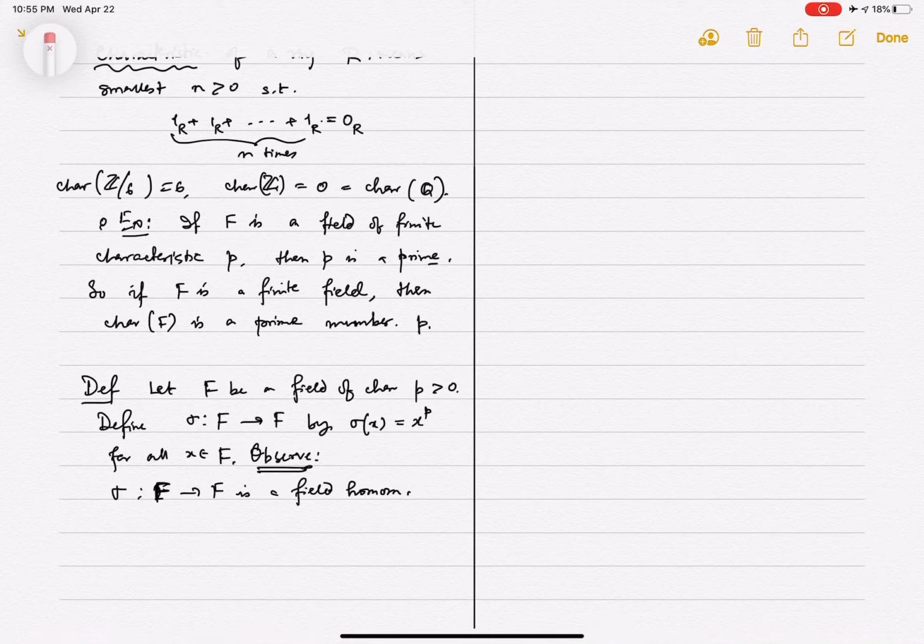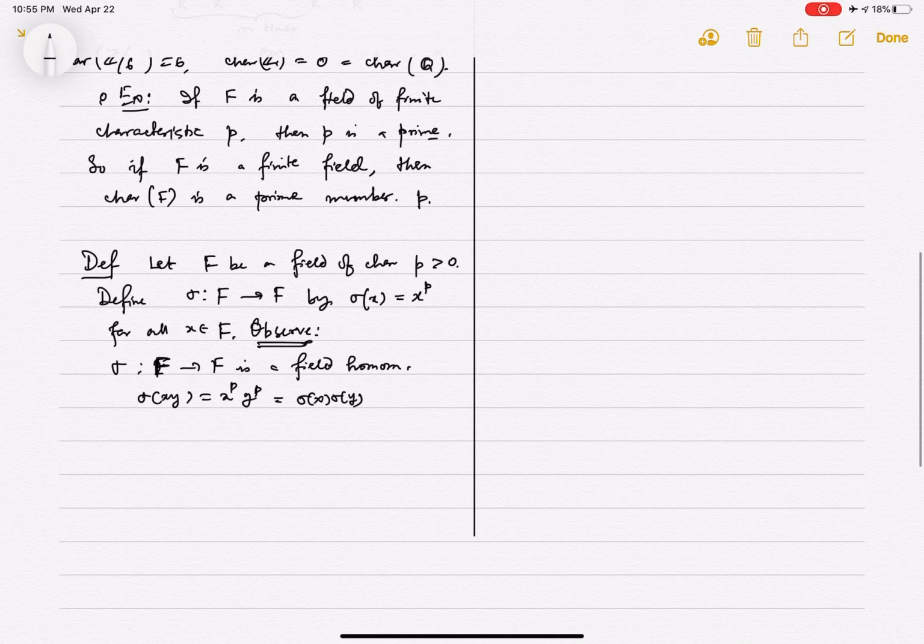Well, multiplication is all right, of course. Sigma of xy is x to the p, y to the p, which is sigma x, sigma y. And sigma of 1 is 1, that's fine too. But sigma of x plus y is x plus y to the p. But then you notice that's the same as x to the p plus y to the p, because all the other terms in the binomial expansion of x plus y to the p have coefficients that are divisible by p.